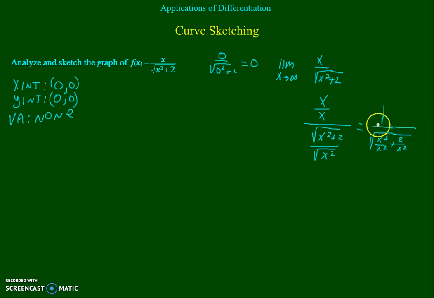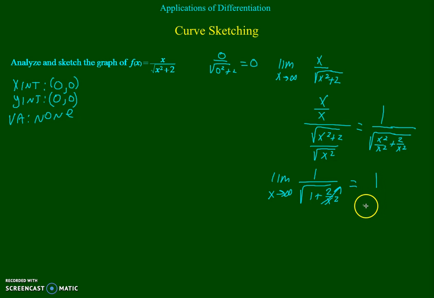We've gone over this technique before in previous operations. So this will be 1 over the square root of 1 plus 2 over x squared. When we take this limit, as x goes to infinity, this goes to 0, and our limit is going to be 1. And now because we may have two asymptotes, we're going to have to do this same thing, only we're going to have to take the limit as x approaches negative infinity. So let's do that.